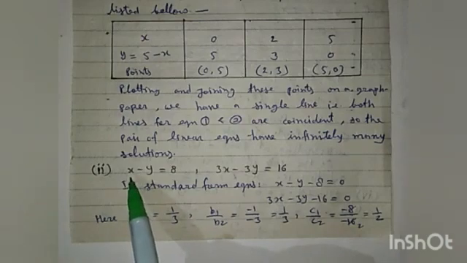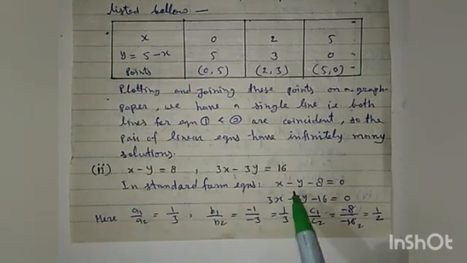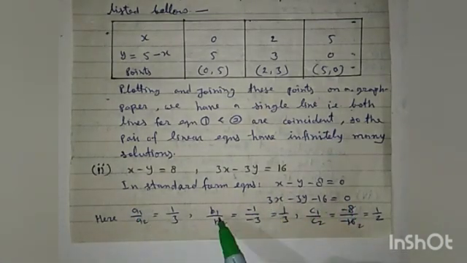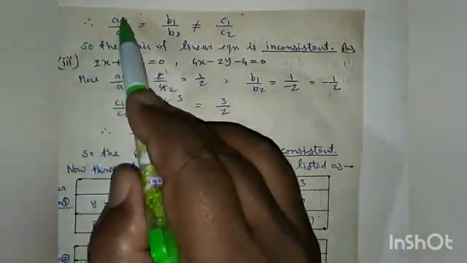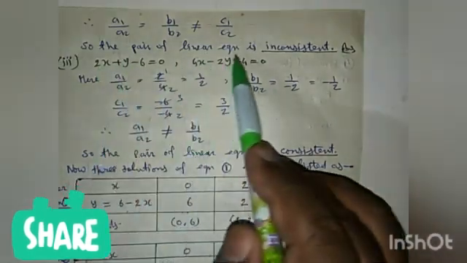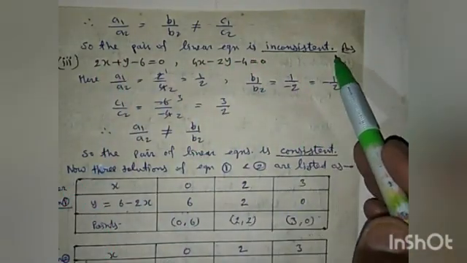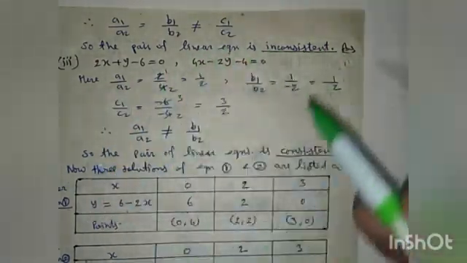In second part, equations are x minus y equal to 8 and 3x minus 3y equal to 16. Here in standard form it is x minus y minus 8 equal to 0 and 3x minus 3y minus 16 equal to 0. Here a1 upon a2 equal to 1 upon 3 and b1 upon b2 equal to minus 1 upon minus 3, that is equal to 1 upon 3, and c1 upon c2 equal to minus 8 upon minus 16, that is equal to 1 upon 2. Hence here a1 upon a2 equal to b1 upon b2, that is not equal to c1 upon c2. So the pair of linear equations is inconsistent. It has no solution. So here we do not have to find the solution and we do not have to plot its points on graph paper.